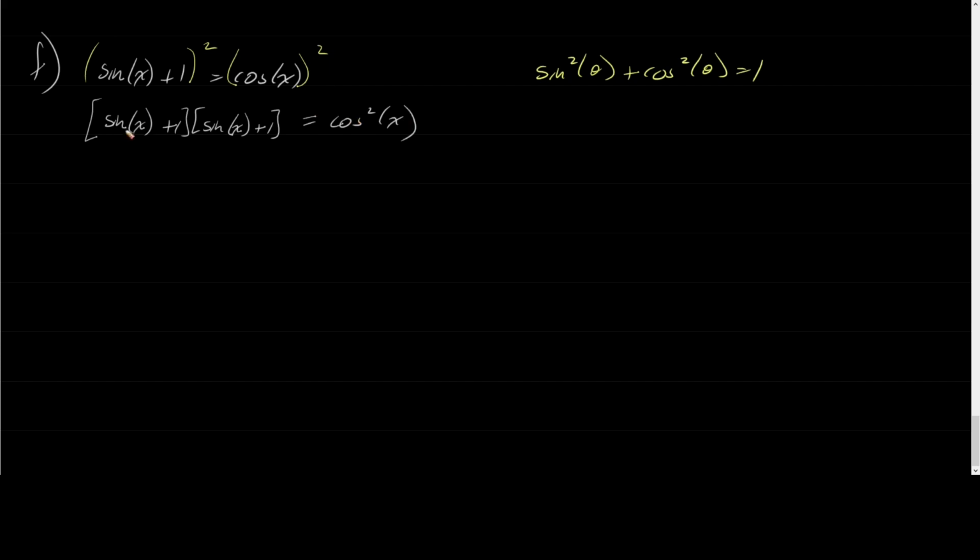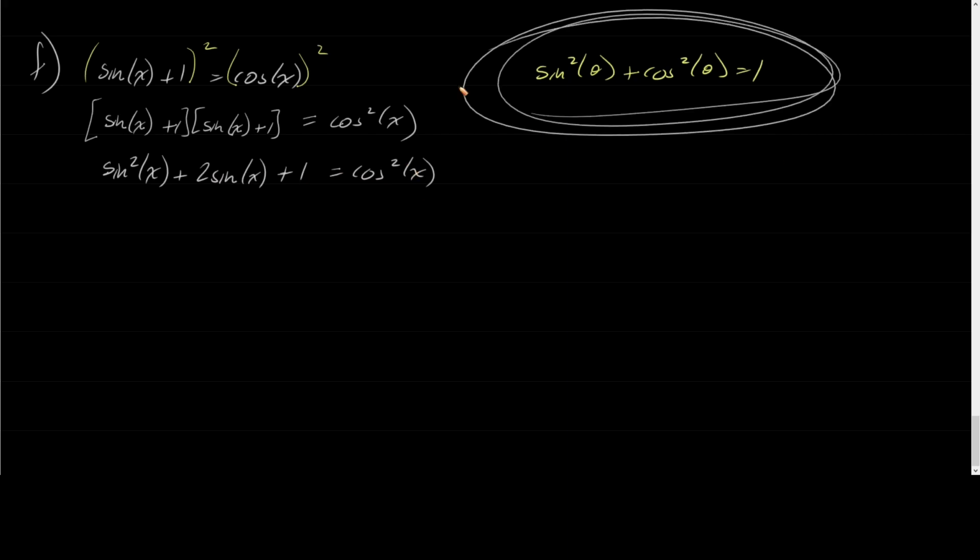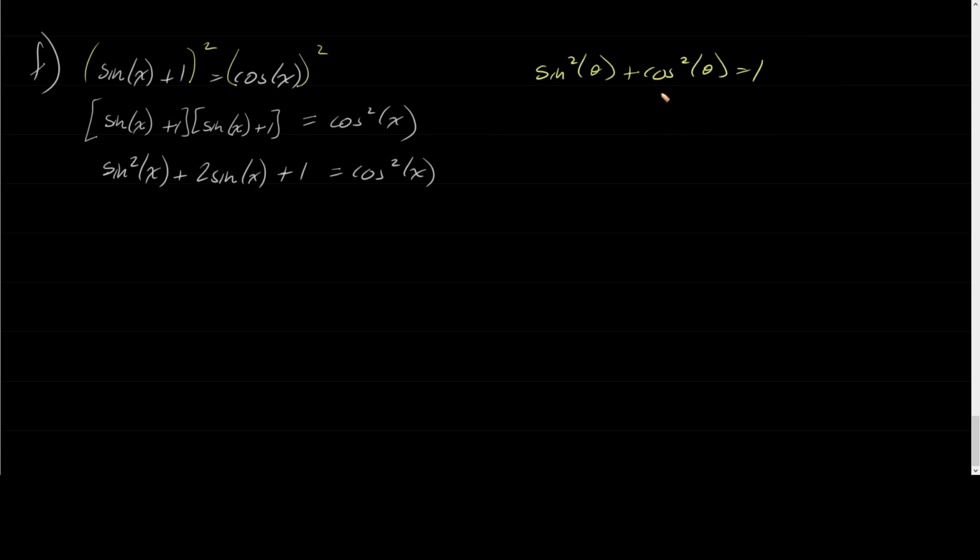Now that I have that, let's expand the left side. If I FOIL this whole thing out, I end up with sine squared plus 2 sine x plus 1, and we have that equal to cosine squared. Now we can try to use one of these identities. In fact, we're going to solve for cosine squared here and say that cosine squared of theta is equal to 1 minus sine squared of theta. And replacing this piece right here, we would get that sine squared plus 2 sine x plus 1 is equal to 1 minus sine squared of x.